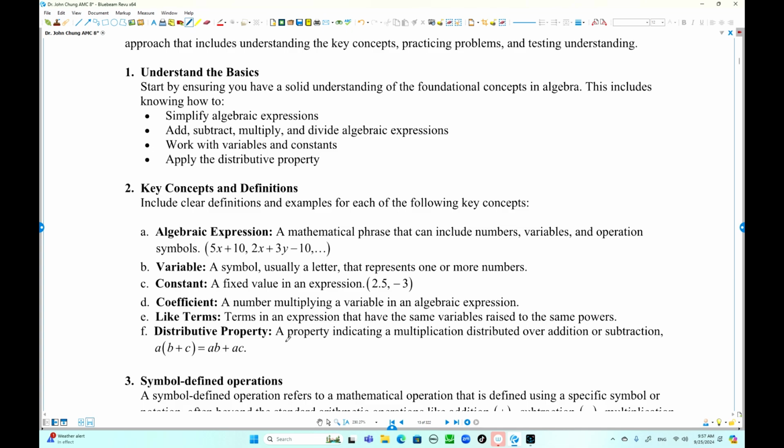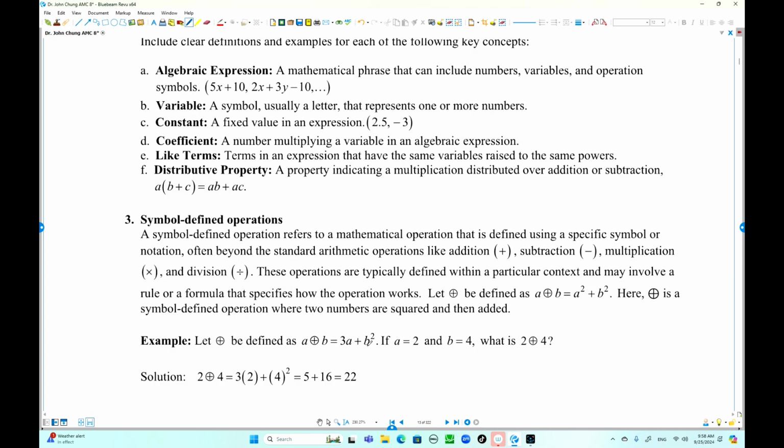terms. Usually this operation can be performed by the distributive property. You know this distributive property: a times (b plus c) equals a times b plus a times c. We will use this with these operations a lot. And the second one is symbol-defined operations.